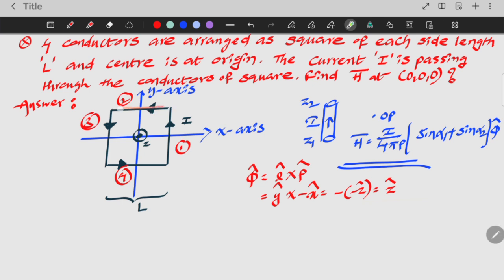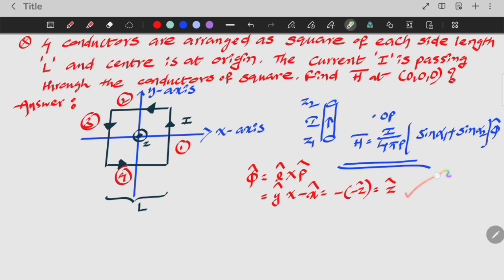So if you keep your right hand thumb in the direction of the current for the second conductor, that is in the negative x direction, then your right hand four fingers are representing, at the origin, coming from the negative z axis to the positive z axis. So for the second conductor also it is the positive z axis only. Similarly, you can check for the third conductor and fourth conductor. For these also, the resultant magnetic field intensity will be available in the positive z direction only.